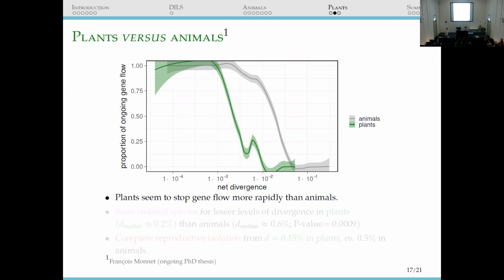Hard to have a straight answer. Possibly, one more hypothesis is that the plants have some traits evolving faster than animals. But I know nothing about that.